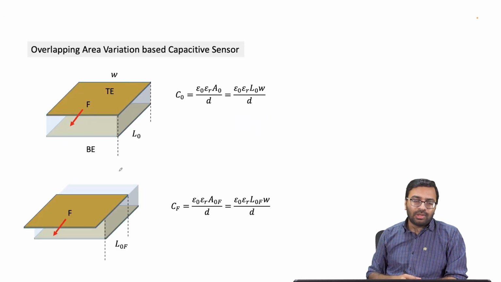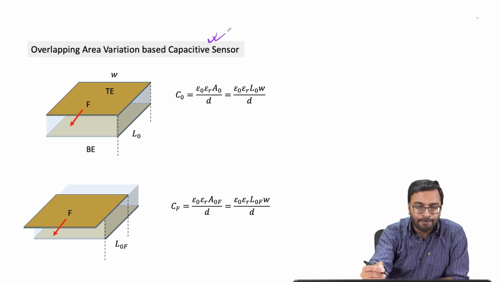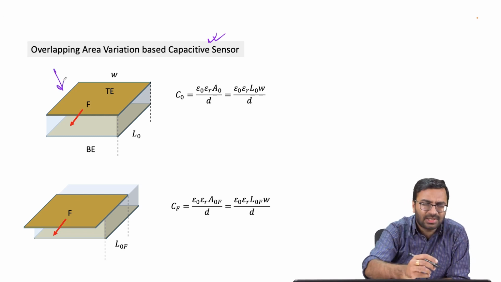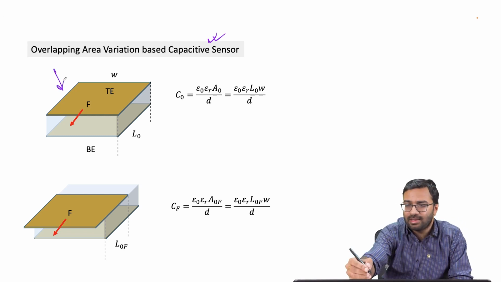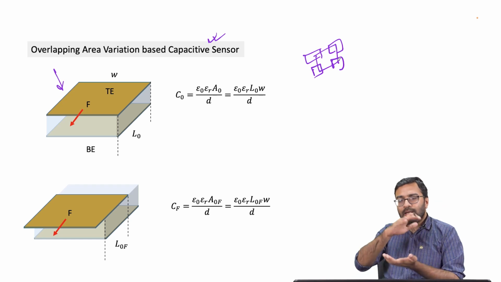Now the next type of sensor that we have said is an overlapping area variation based capacitive sensor. So I have probably discussed a similar type previously where there were 4 plates and then you have a top electrode.